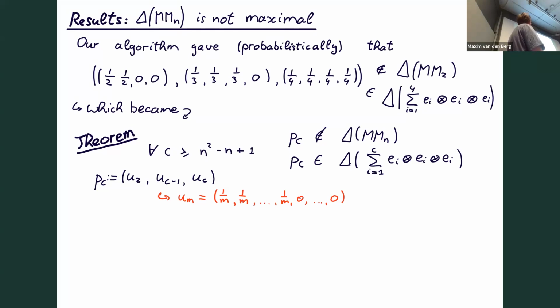I have this U2, which is just the uniform probability distribution on m things. So here it's 1/2, 1/2, and then here instead of 3 you get C minus 1, and instead of 4 you get C.